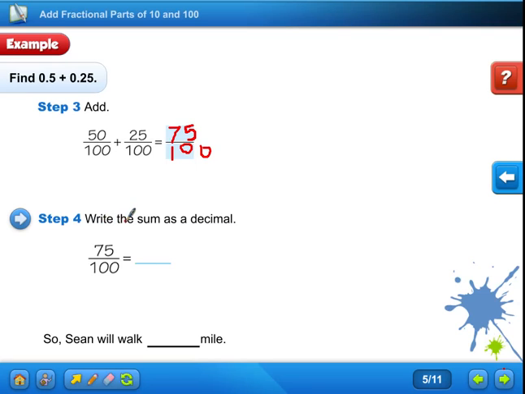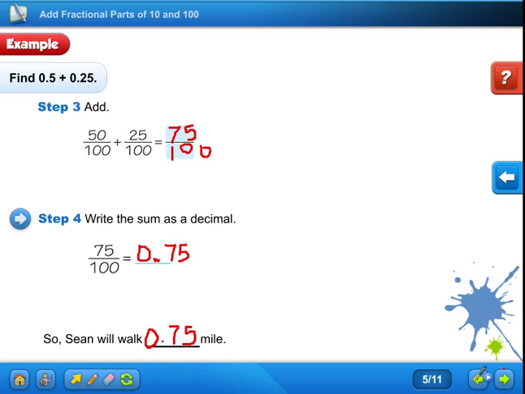Write the sum as a decimal. So, how would we write that? Is there any holes? Nope. Now, we need to put a decimal right here, and then 75/100. So Sean will walk 75/100 of a mile. So he didn't walk quite a mile.